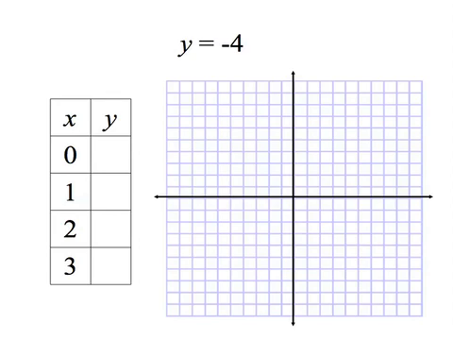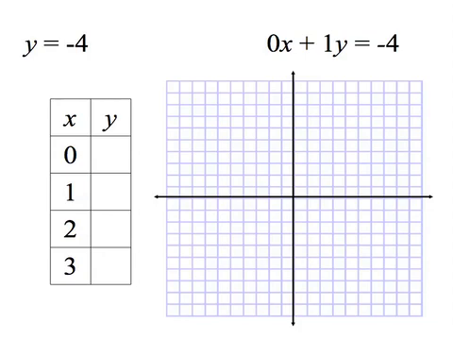So I've picked 4 numbers already, and then it dawns on me, no matter what x is, y is going to be -4. Or another way to write it to help understand, what it really means is that 0 times x plus 1 times y equals negative 4. But once again, no matter what x is, y is always negative 4. So this is a horizontal line, and so this is what I call a special case equation.